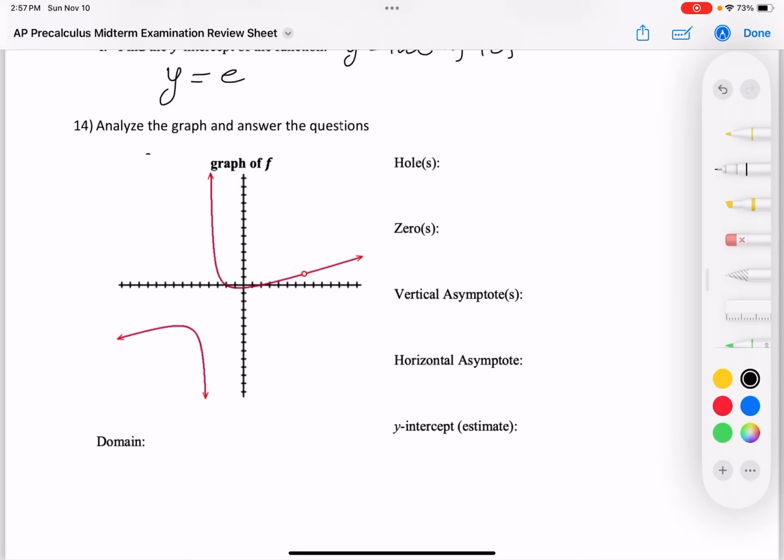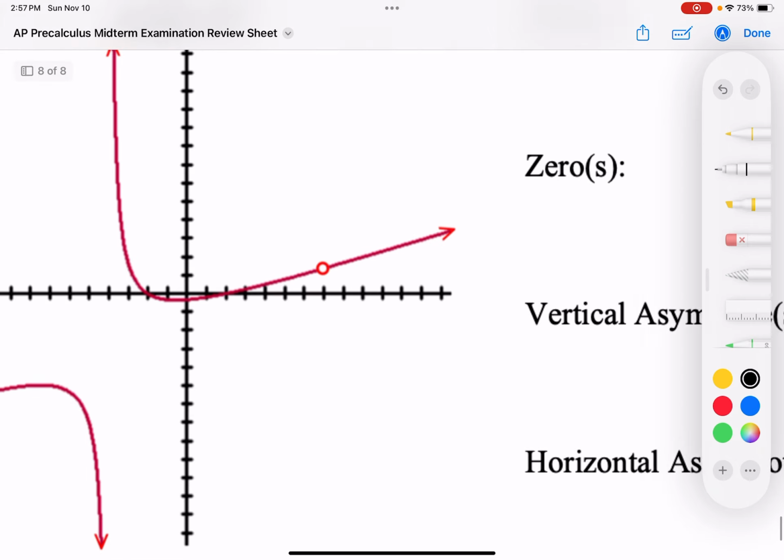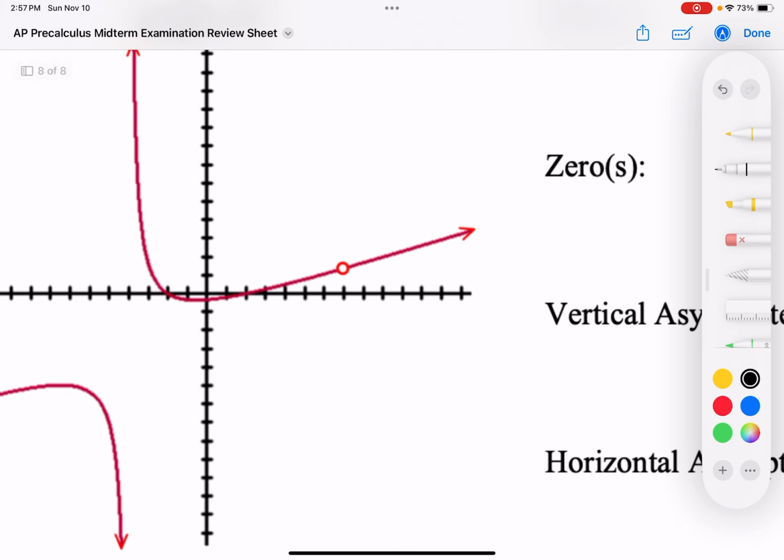Number 14 says, analyze the graph and answer the questions. So let's analyze our graph. First, it says where the holes are at, right? So here's a hole in the graph right here. And that hole looks like it appears at 1, 2, 3, 4, 5, 6, 7. This is the point (7, 1).